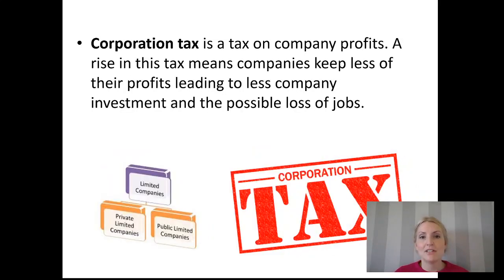Corporation tax. Now, this is tax paid by big companies. LTDs and PLCs pay this, so limited companies, and it's a proportion of their profits. I think the 2020 rate is 19%. So of all the profits that they make, 19% of their total profits will go to HMRC. And yes, that's an awful thing for businesses because it's a huge proportion of profits, if you think about it, especially if you're making millions.